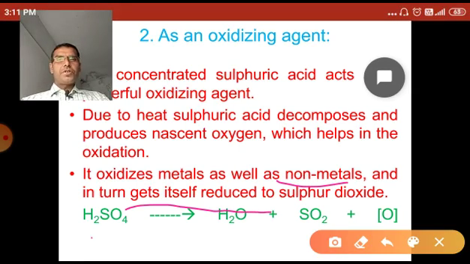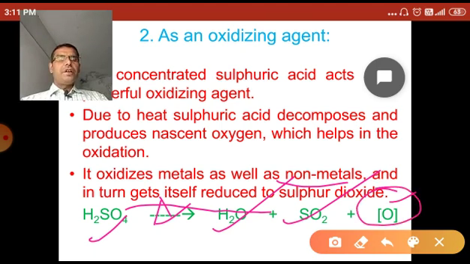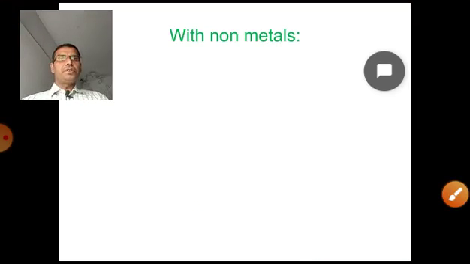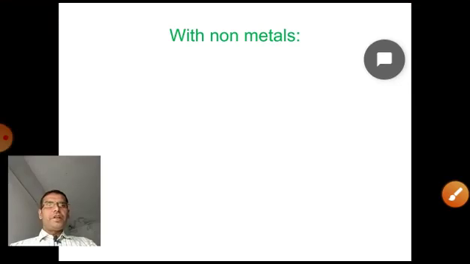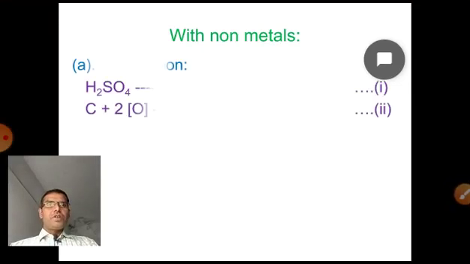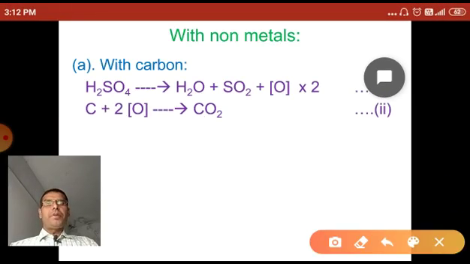sulfur dioxide. So sulfuric acid when heated forms water, sulfur dioxide, and nascent oxygen. That nascent oxygen oxidizes the metal and non-metal. So sulfuric acid behaves as an oxidizing agent. Now with non-metals, conc sulfuric acid reacts with carbon. Carbon is a non-metal. Then it forms CO2. So carbon gets oxidized into carbon dioxide.